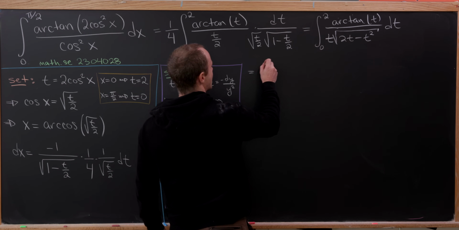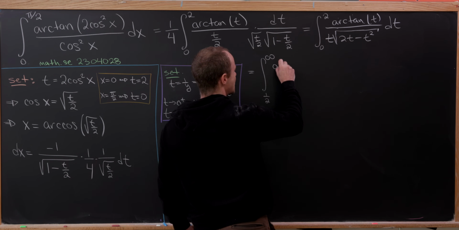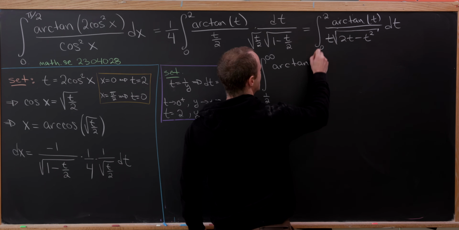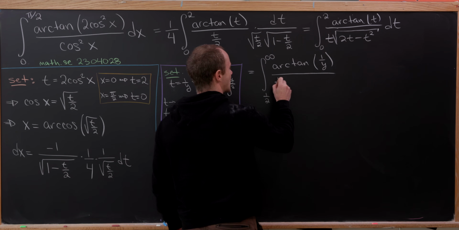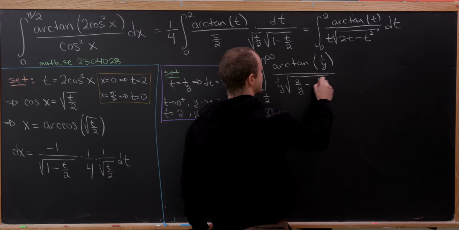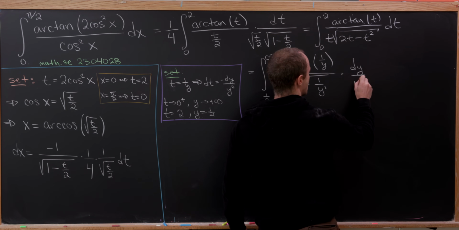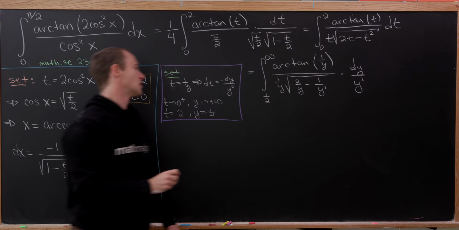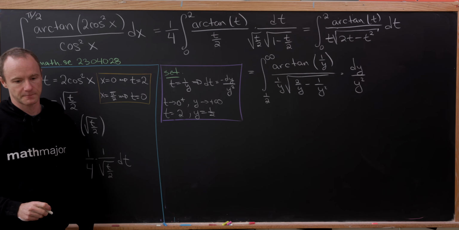So let's see, we'll have the integral from 1/2 up to infinity, and then making our substitutions, we have the arctan of 1 over y. Then in the denominator, we'll have 1 over y, the square root of 2 over y minus 1 over y squared, times dy over y squared, where again, we ate up that minus sign just as we discussed before.